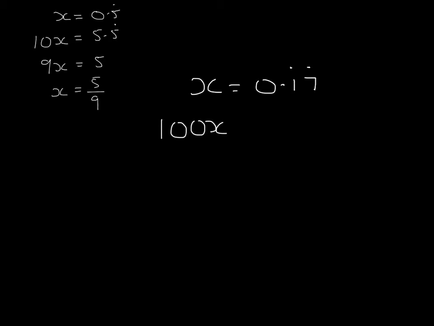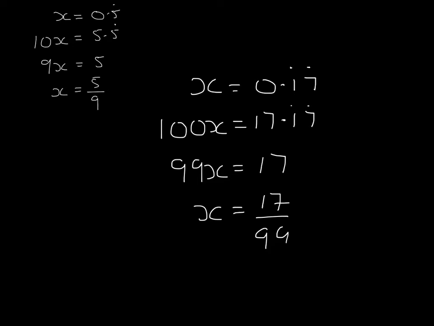So we're going to multiply by 100, so it's 100x equals 17.17 recurring. And now we've got what we need. We've got two numbers that are identical after the decimal point, and we can take one away from the other. So let's take x away from 100x to give us 99x equals 17. And again, we're just going to solve that by dividing through by 99 to give us x equals 17 over 99.